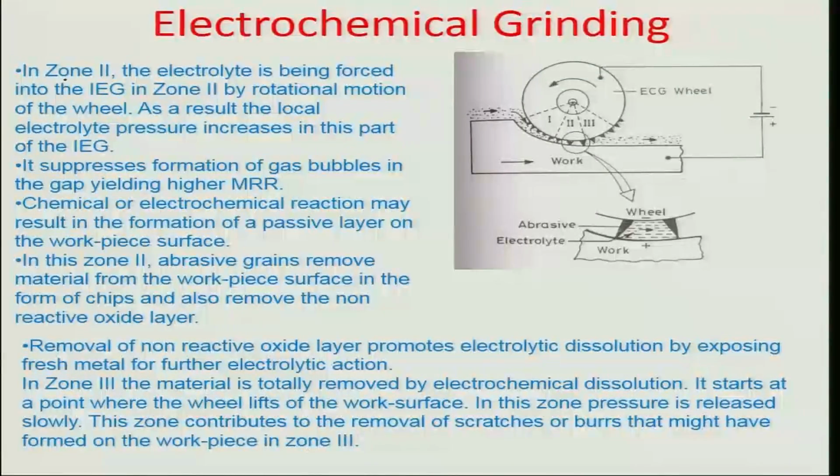So in zone 2 you can also say that the electrolyte is being forced, because obviously there is a carry forward of all this electrolyte which is pumped in this IEG region, the interelectrode gap, from zone 1, and all the residuals are also going to flow in zone 2. So zone 2, by rotational motion of the wheel, pulls in the electrolyte from zone 1, and there is a tendency of increase in the local electrolyte pressure in this part of the interelectrode gap.